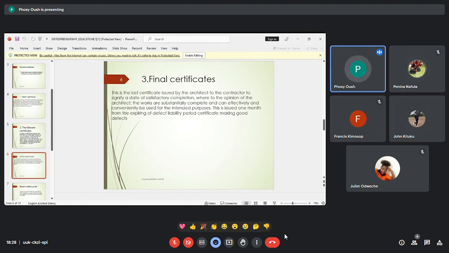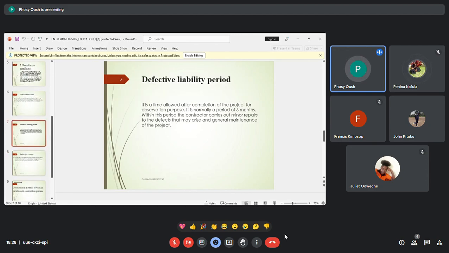Okay, thank you. So as has been explained about the final certificate, basically this certificate will be issued once the client is satisfied with the work done by the contractor. So this one shows that your work actually has impressed the client. So we have some terms to be defined here.